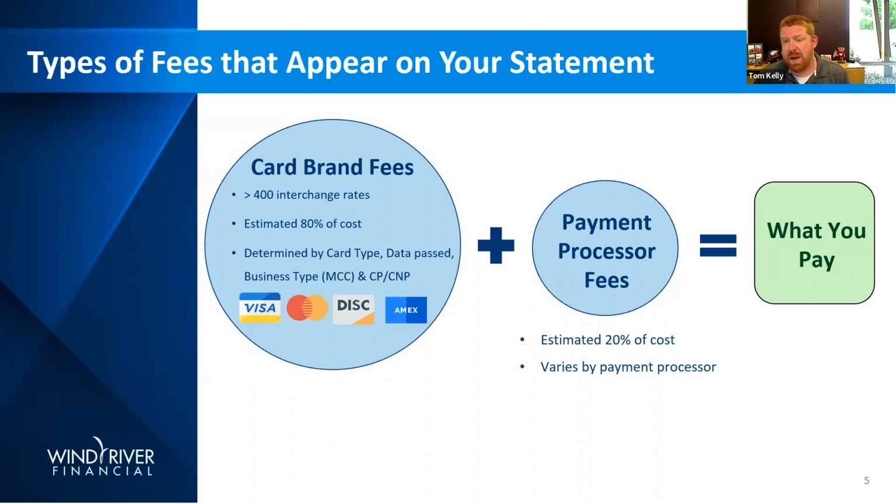The other bucket is the payment processor fees. So fees that would come from, if Wind River was your processor, would come from Wind River. Again, 20 to 40% of your program. And we'll get into what those fees are made up of. Ultimately, at the end of the day, what you pay, or your fees divided by your sales, is your net effective rate. That's really the one rate that matters at the end of the day when looking at the overall health of the program.